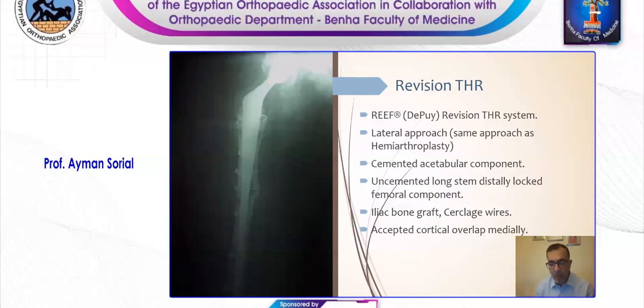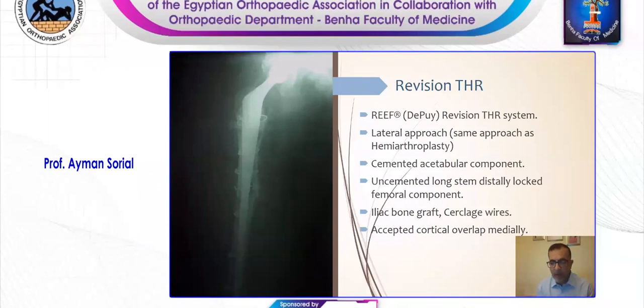The abductor mechanism was largely intact, and I used a cemented acetabular component and an uncemented, extensively coated, long, distally locked femoral component. I used some iliac bone graft laterally, because there was a segment that was completely devitalized by the previous plate and the new fracture. That was excised, and I chose some degree of overlap medially, and I grafted the void laterally.